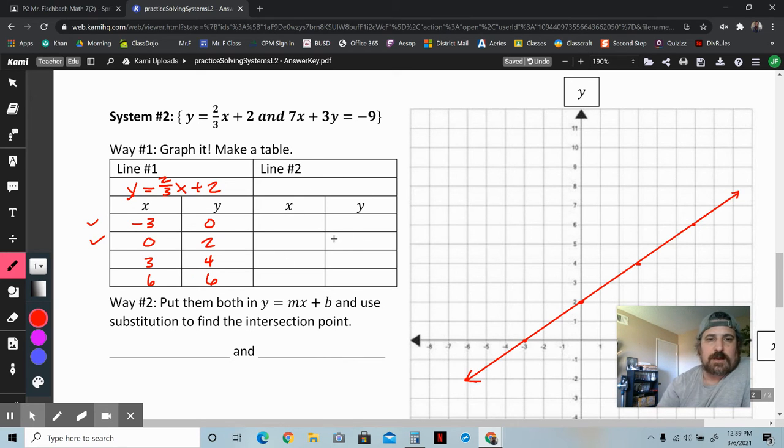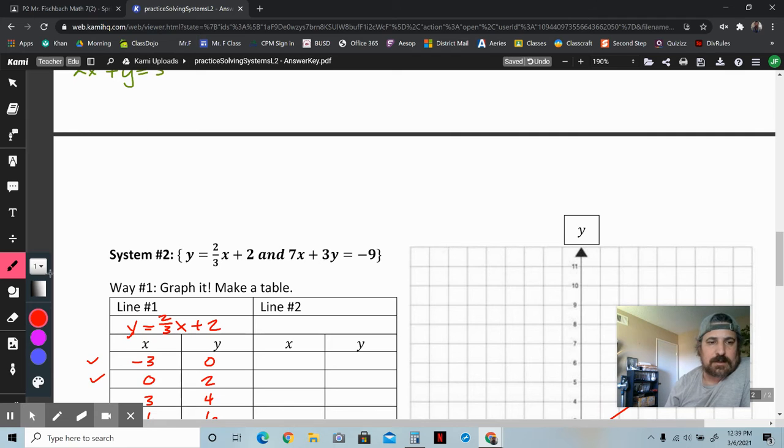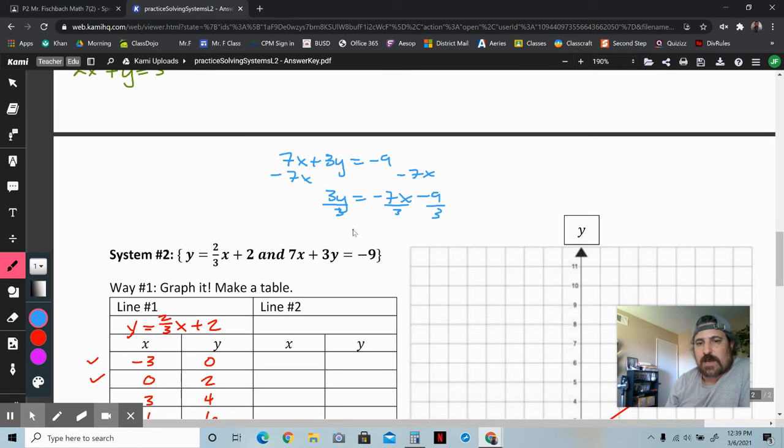And then for the other line, we're going to do line number 2 here. All you're going to do is solve for y and put it in slope-intercept form. So 7x plus 3y is equal to -9. You're going to subtract 7x from both sides to get the y by itself. 3y is equal to -7x minus 9. And you're going to divide all terms by 3. And you're going to get slope-intercept form, which is y equals -7/3 times x minus 3. So write that in: y equals -7/3 x minus 3.